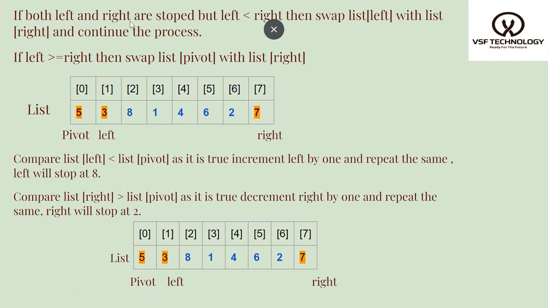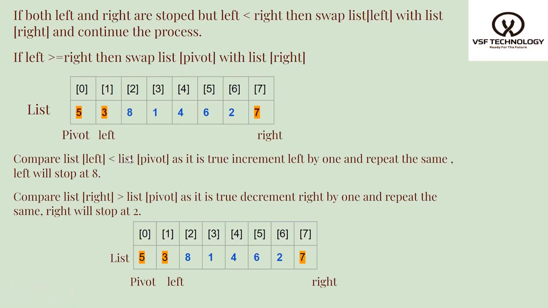If both left and right are stopped but left is less than right, then swap list[left] with list[right] and continue the process. If left is greater than or equal to right, then swap list[pivot] with list[right].